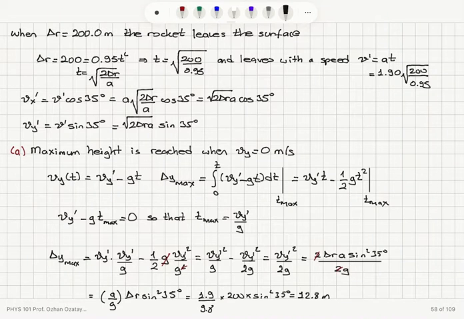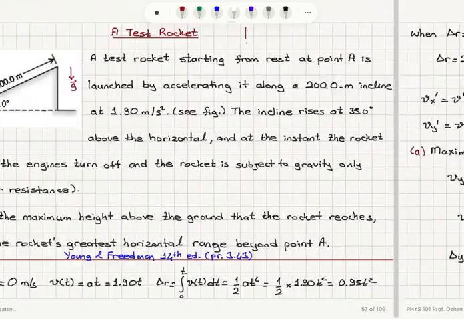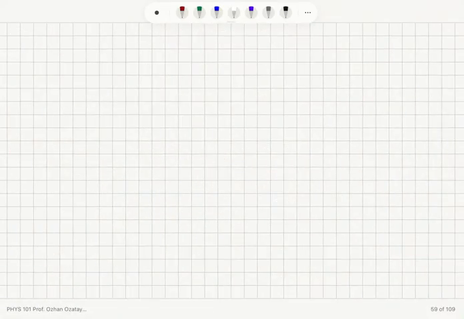Okay, now I have to be careful, because here it's asking me the maximum height above the ground. So this is the maximum height I reached above this level, and then there will be a maximum height above the ground. So there is this height, and then the height I travel above the level, the surface of the incline here, and this is going to be my maximum height above the ground.